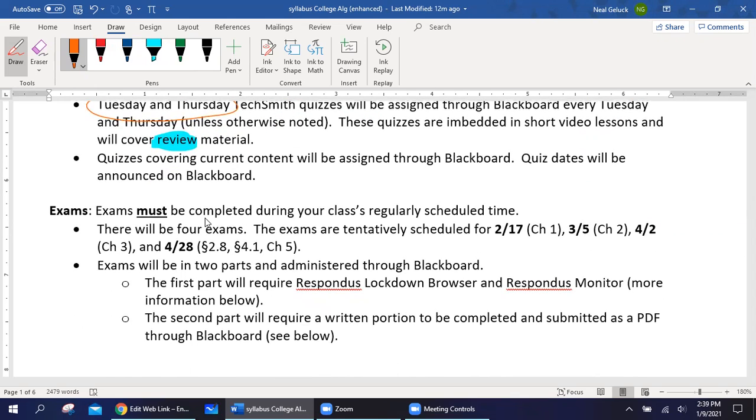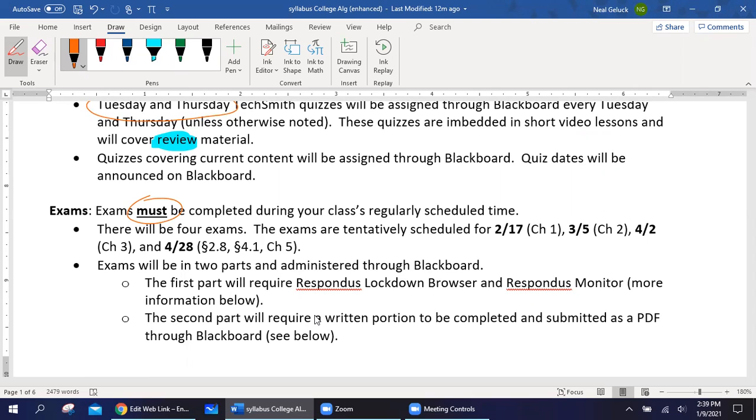There's 4 exams. Again, big thing is that you must complete them during your class's regularly scheduled time. There's the dates, the tentative dates. They could change, but those are what I'm planning on for the exam dates. The exams will be in 2 parts. The first part will require a lockdown browser and monitor, which I'll discuss more in just a little bit.